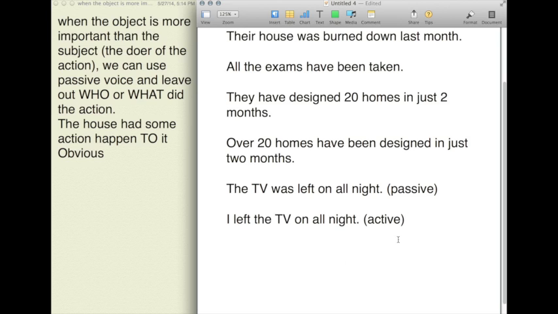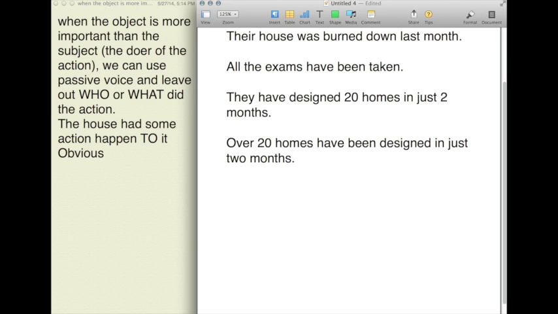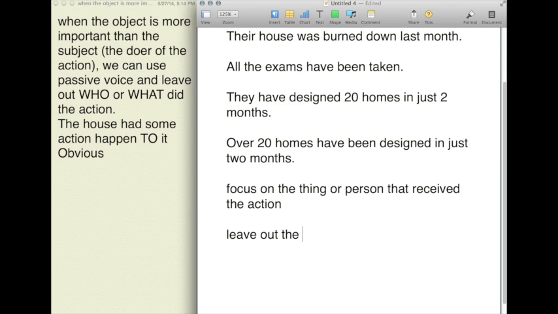All right. So think about when you need to use active, which is usually, and when you need to use passive. And you use passive voice, again, when you want to focus on the thing or person that received the action. Okay, and then you say that first, you make it the subject of the sentence, and then you can often leave out the thing or person that did the action.